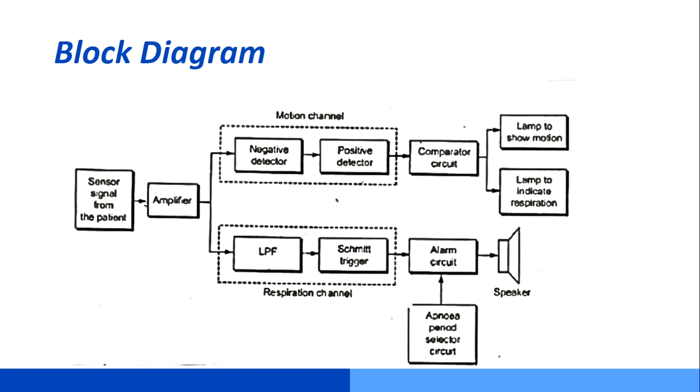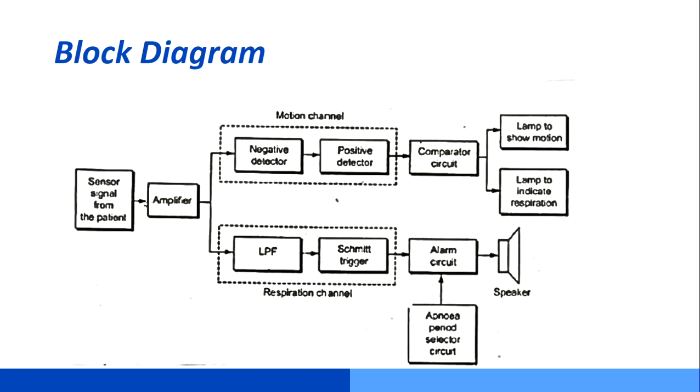The next thing is the block diagram. Here the sensor senses the signal from the patient and gives it to the amplifier, and it is split into two ways: one is the motion channel and the other is the respiration channel. The high frequency signal goes to the motion channel and the low frequency signal goes to the respiration channel. The motion channel carries signals greater than 1.5 Hz and the respiration channel carries signals less than 1.5 Hz.